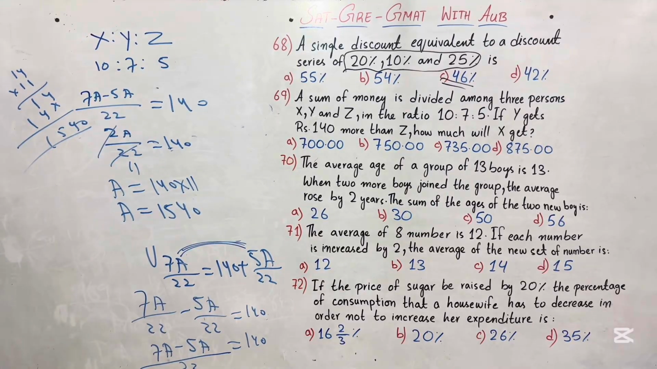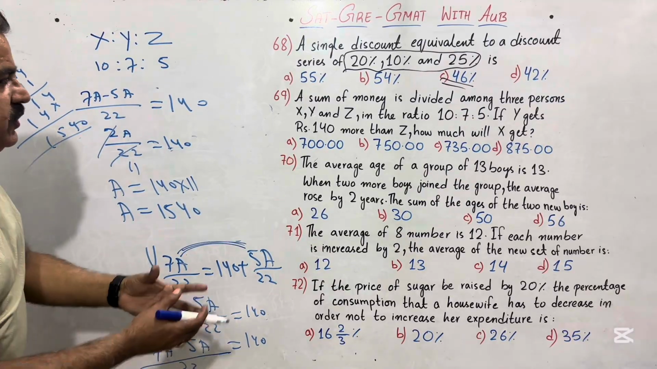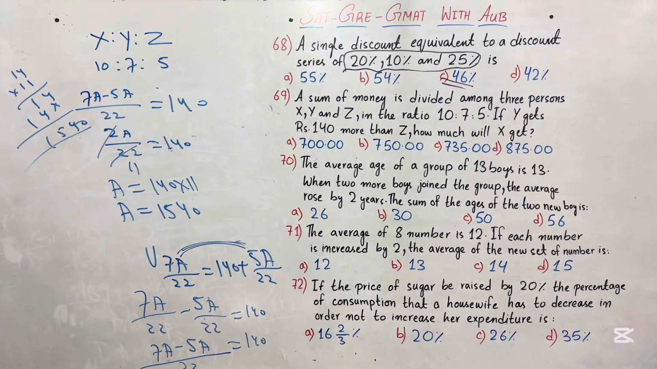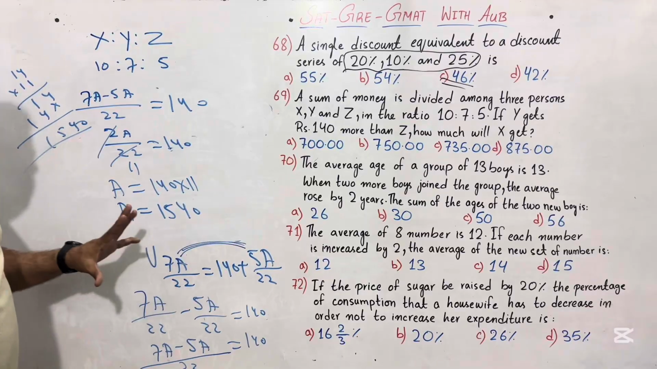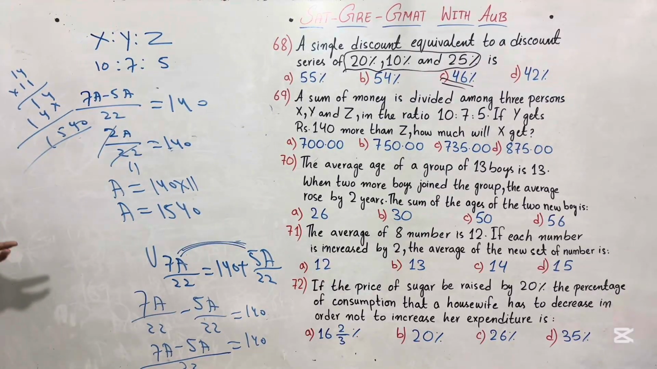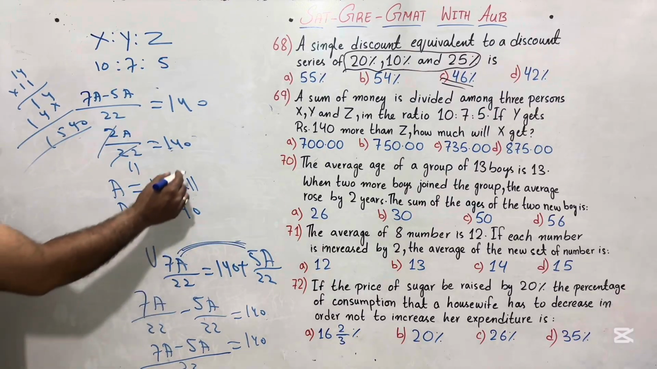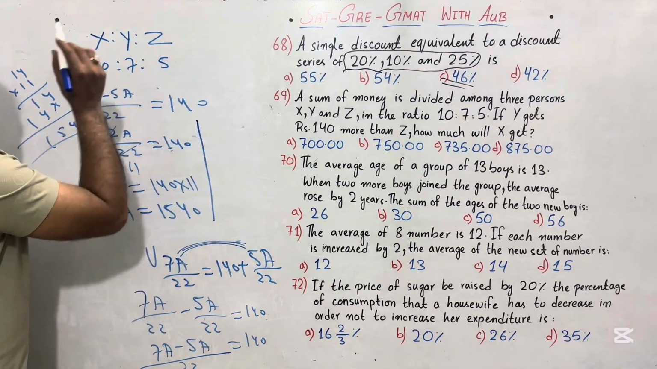1540 is the total amount, which we have to distribute among X, Y, Z: 1,540 rupees. Now we have the total amount, and it's simple to calculate the value of X. How much will X get?